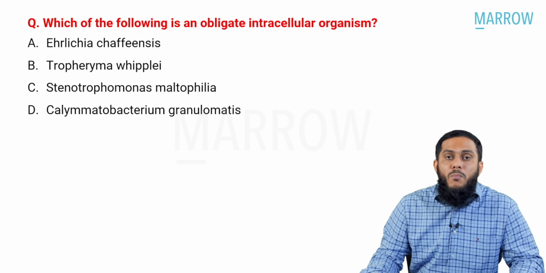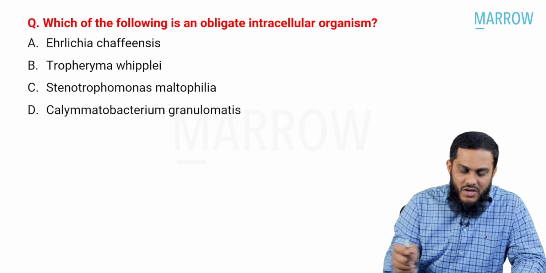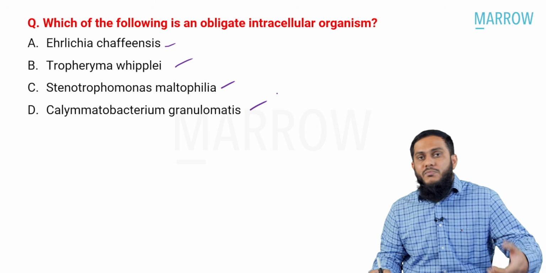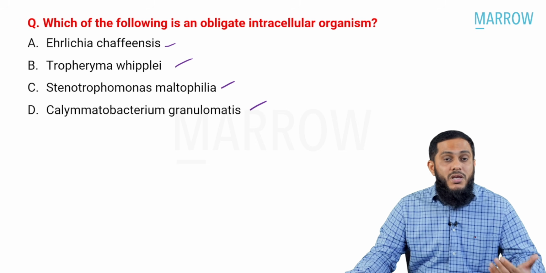Sir, which of the following is an obligate intracellular bacterium? Sir, we have Ehrlichia, we have Tropheryma whipplei, we have Stenotrophomonas maltophilia, we have Calymmatobacterium granulomatis. Sir, which of them is obligate?